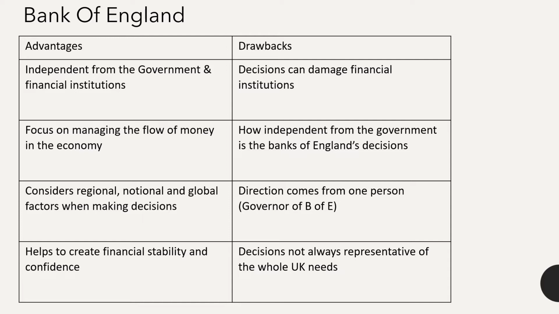And then another drawback is that the directions or the decisions, the final say about the whole economy, comes from one person, which is the governor of the Bank of England. And last but not the least, the decisions are not always representative of the whole UK's needs. The Bank of England might focus on a specific demographic or a specific need, but that does not account for the whole need of the UK.